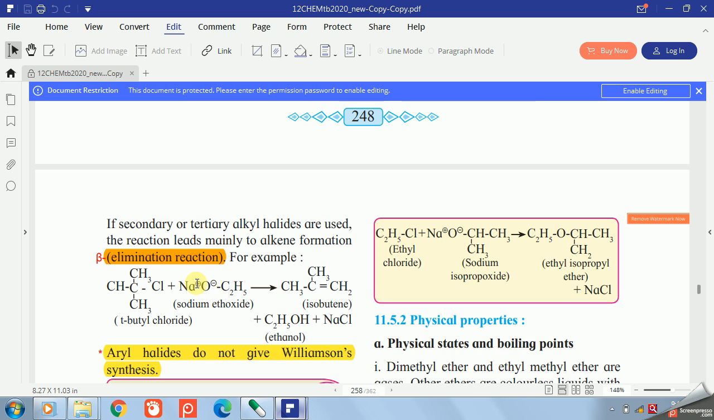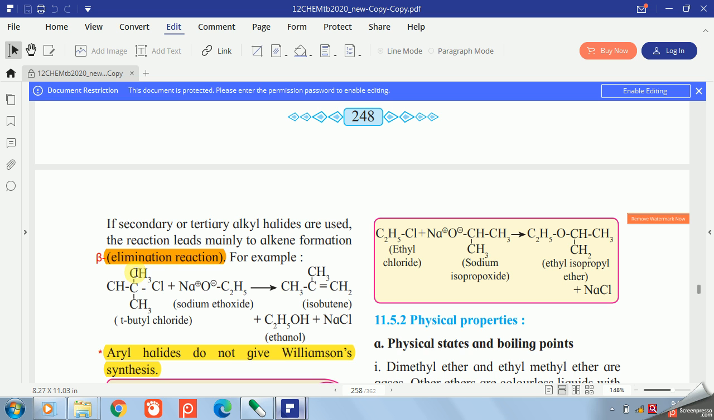So here the reason behind that is the bigger size of this group. Due to the bigger size of this tertiary butyl group, this carbon is surrounded by these CH3 groups, and your C2H5O, which acts as a nucleophile, cannot reach this carbon. So instead of attacking this carbon, it will abstract the hydrogen from your beta carbon.